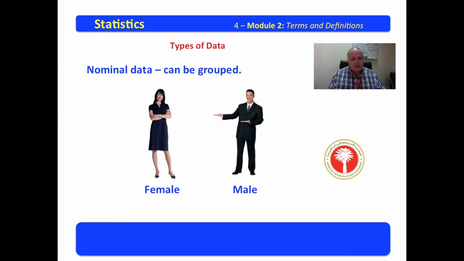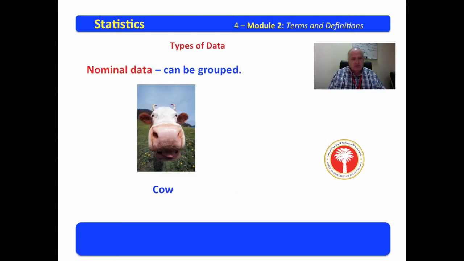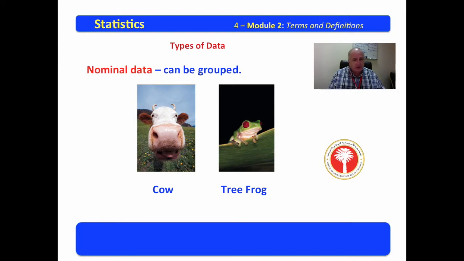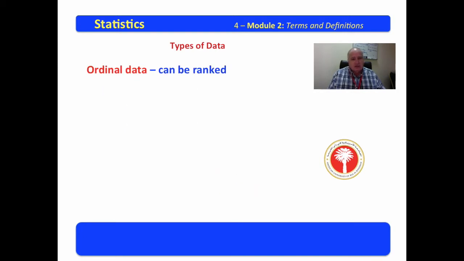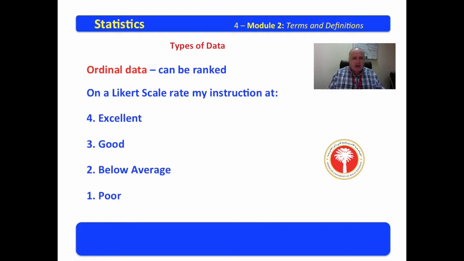Nominal data are data that can be grouped. For instance, we might have cows and tree frogs. We might look at another type of data now. Nominal data can be grouped, but ordinal data are a type of nominal data that can be ranked. On a Likert scale, rate my instruction at 4, excellent, 3 good, 2 below average, 1 is poor.